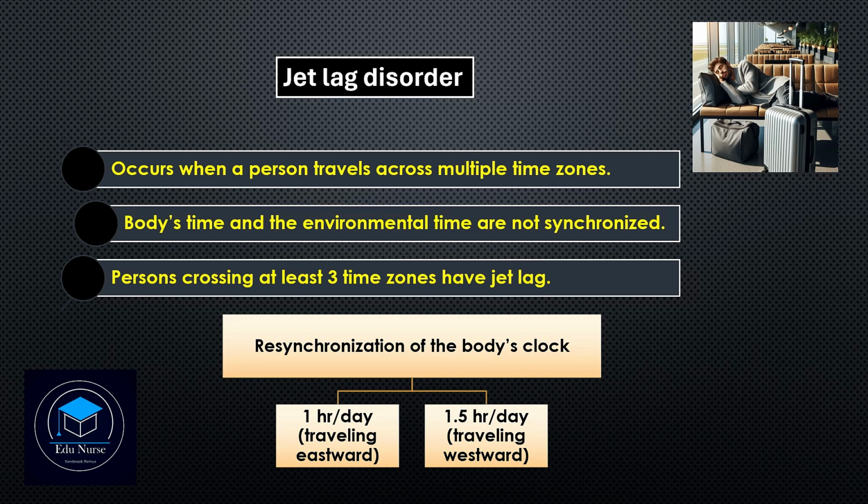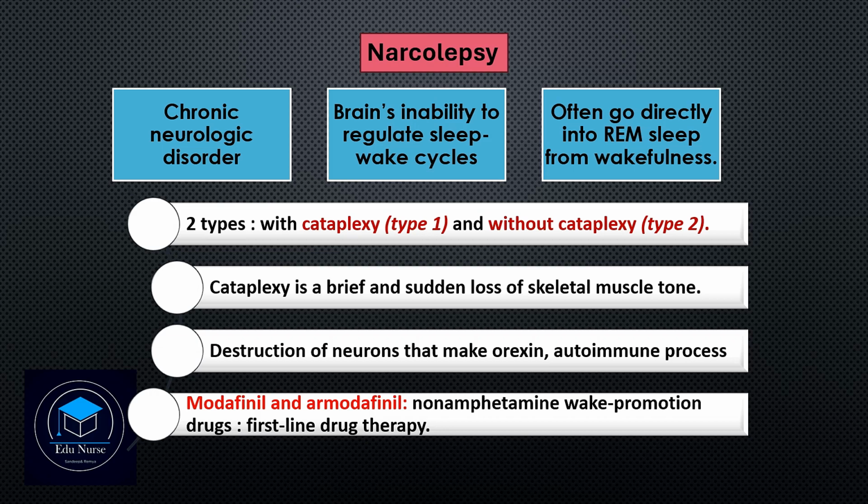Another important sleep disorder is narcolepsy. It is a chronic neurologic disorder, and there is the brain's inability to regulate sleep-wake cycles. The person often goes directly into REM sleep from wakefulness. It is of two types, with cataplexy or type 1 and without cataplexy or type 2. Cataplexy is a brief and sudden loss of skeletal muscle tone, and there is destruction of neurons that make orexin. It is thought to be an autoimmune process. The first line drugs used in the treatment of narcolepsy are modafinil and armodafinil. These are non-amphetamine wake-promoting drugs.